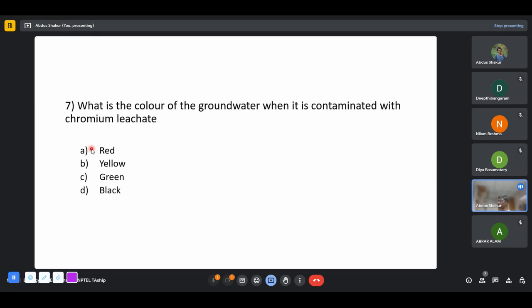What is the color of groundwater when it is contaminated with chromium leachate? So what will be the color of groundwater when you have chromium leaching into the water? It's like when the chromium percolates through the different surfaces and then enters groundwater. What will be the color? The color of the water will be mostly yellow. So if you see the groundwater being yellow, there is a high chance that it is chromium leachate.